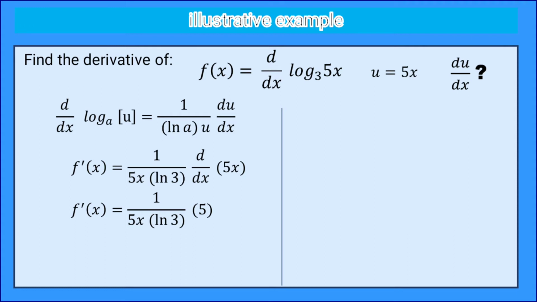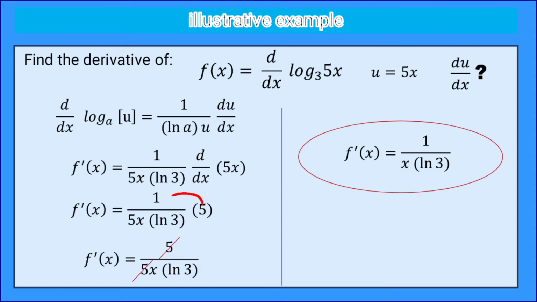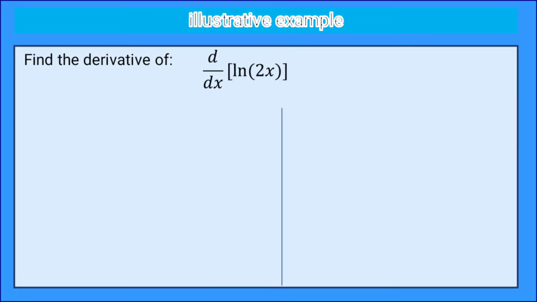So we can distribute these two numerators, 1 times 5. So we can get this equation, 5 over 5x times ln of 3. And we can simplify this by canceling those constants of 5 in the numerator and in the denominator. So our resulting final answer for our derivative of log base 3 of 5x is 1 over x times ln of 3. Alright, so let's move forward to our second example.